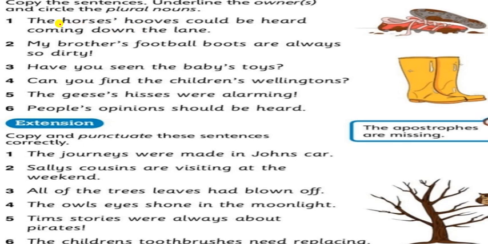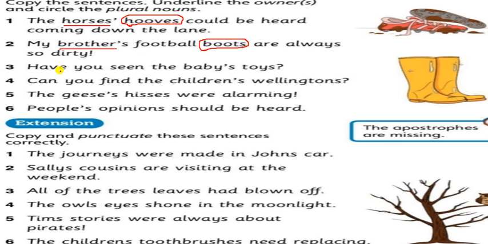So the owner is the horse's. So we are going to underline the horse's. And the plural noun here is the word hooves. Hoof with F, cross out the F and put V-E-S. It will be hooves. Okay, so let's read the next one. Number 2. My brother's football boots are always so dirty. So the owner here is my brother. Very good. And where is the plural noun? The plural noun here is the word boots. So we're going to circle the plural noun.